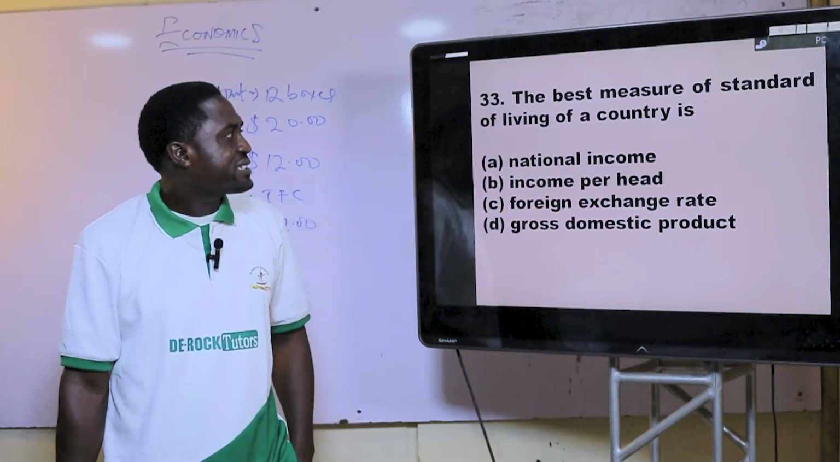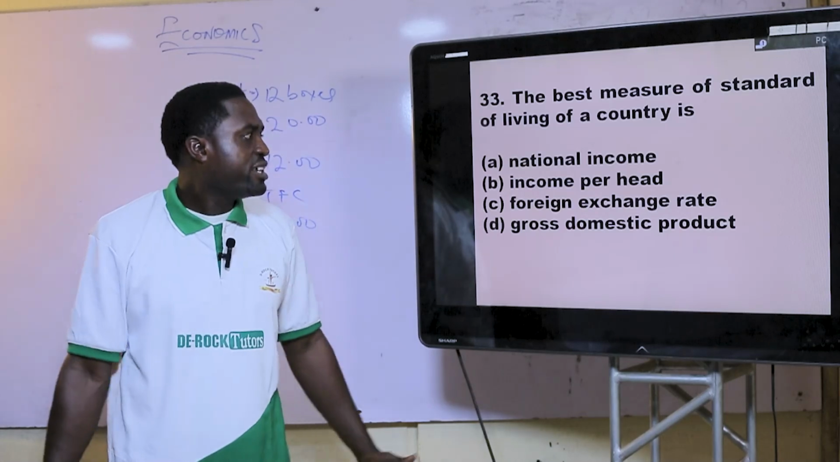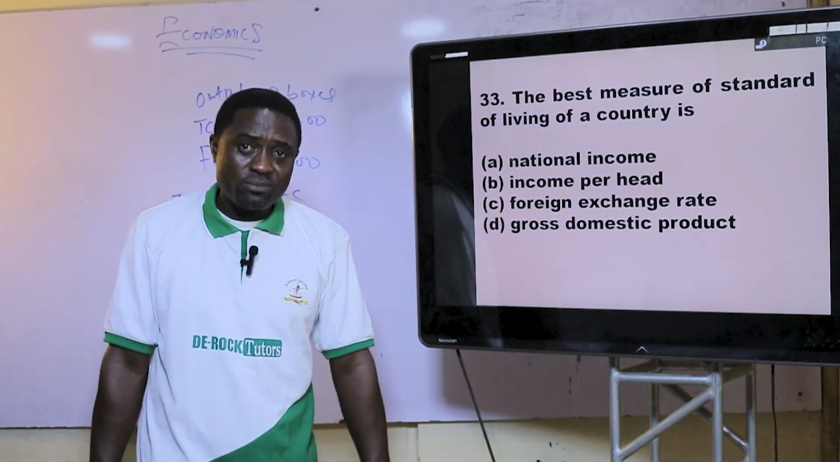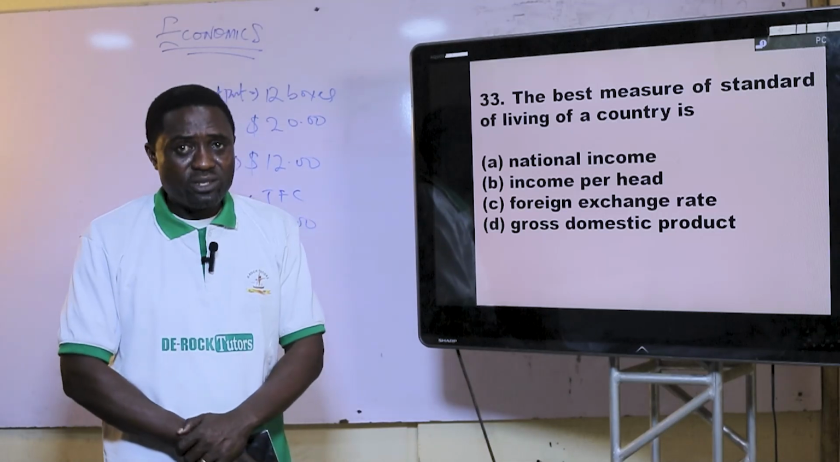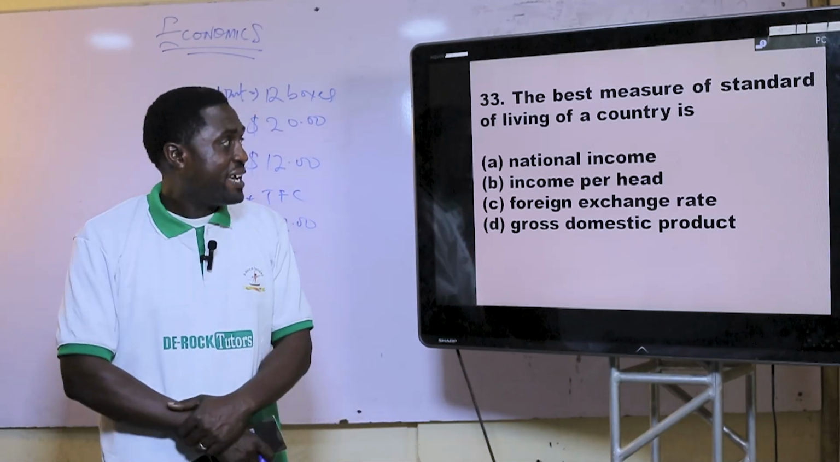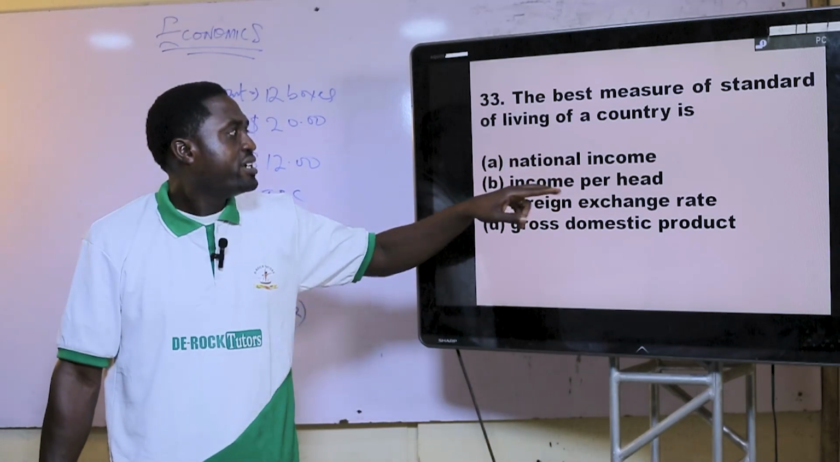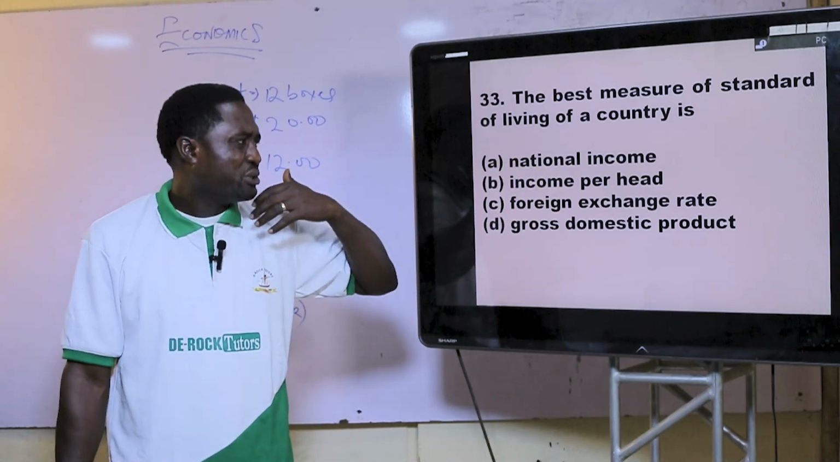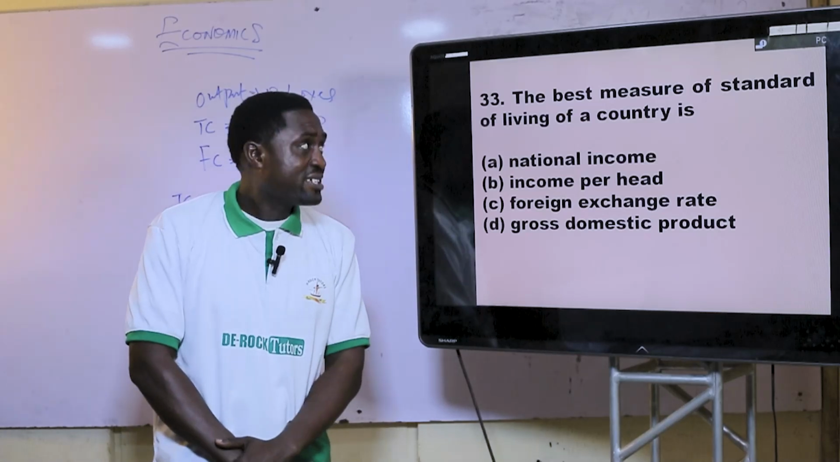The best measure of standard of living of a country is what? The best measure is income per head. That is per capita income. It is used to measure the standard of living of a particular country. The best measure of standard of living of a country cannot be national income alone, can't be foreign exchange rates, gross domestic. It is income per head. The next question.